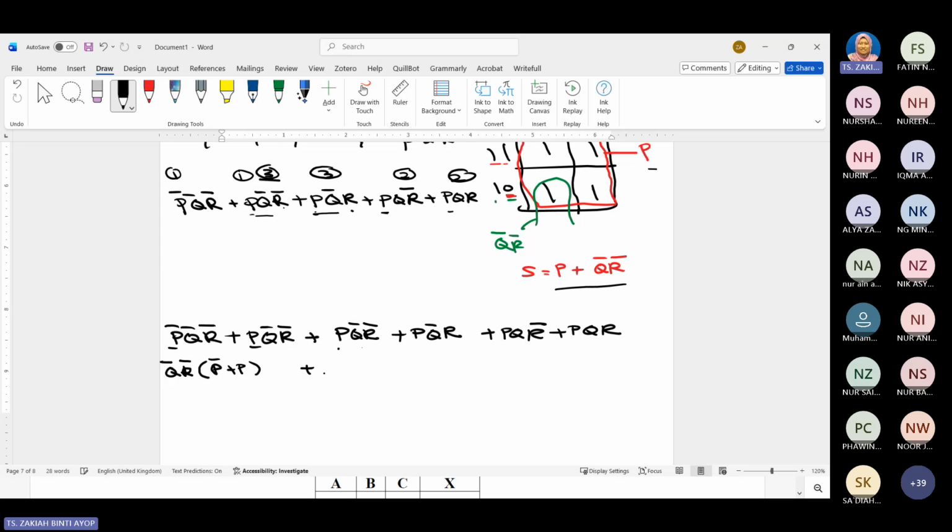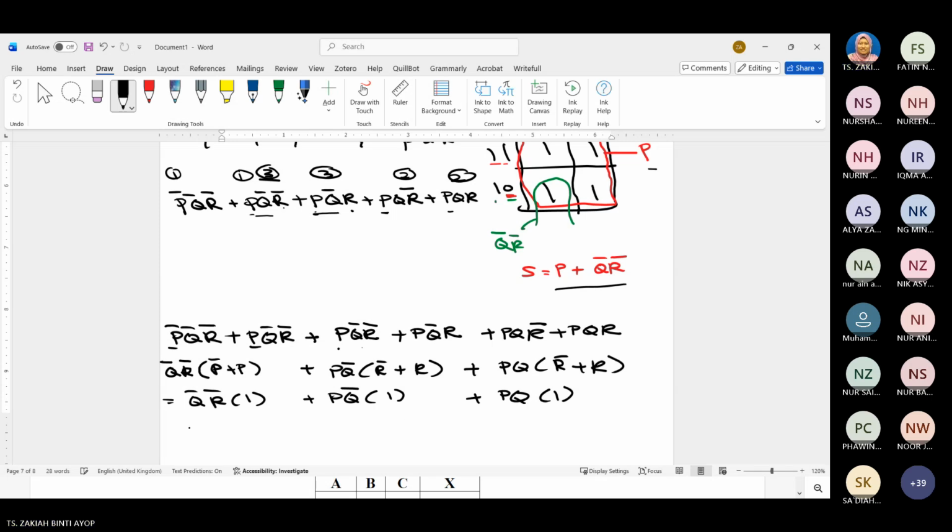This one is P Q bar, okay? So P Q bar, R bar plus R. And then plus P Q, R bar plus R. Now, what's left is Q bar R bar 1 plus PQ bar 1 plus PQ 1. Okay, so we have Q bar R bar plus PQ bar plus PQ.